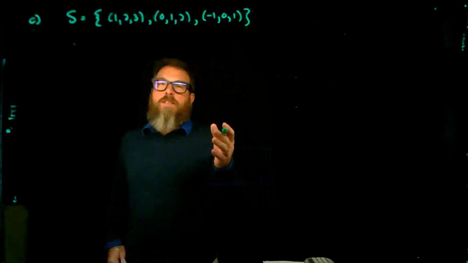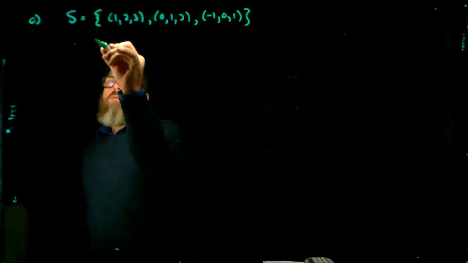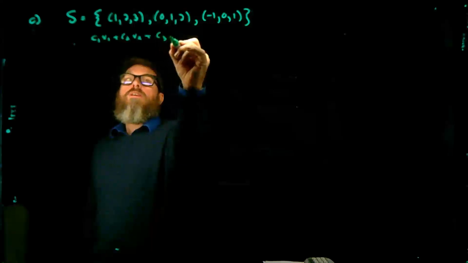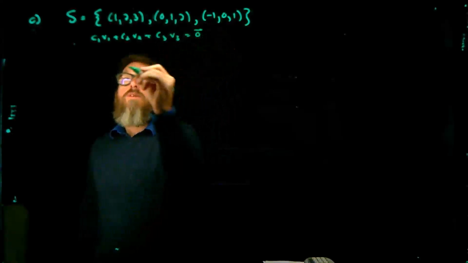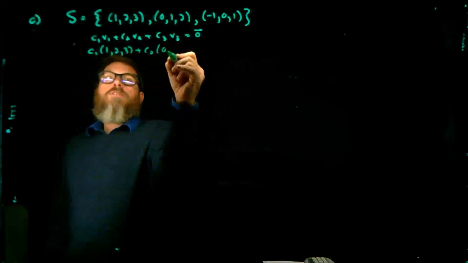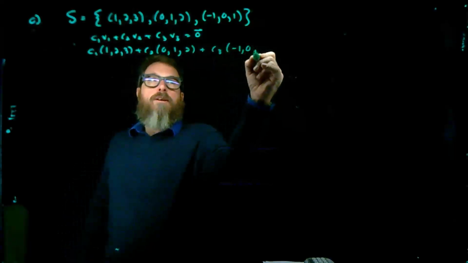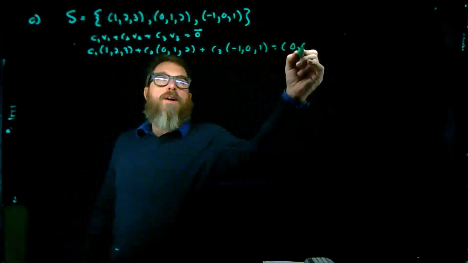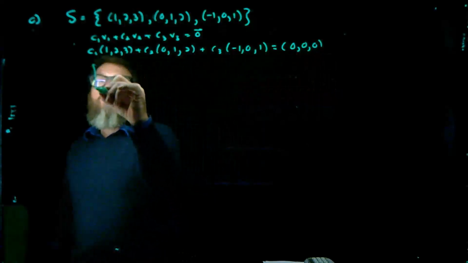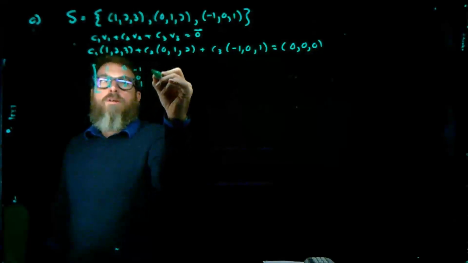So let's determine if this set is linearly independent or linearly dependent. We know we're going to have to set up the equation C1V1 plus C2V2 plus C3V3 is equal to the 0 vector. So C1 times the first vector, C2 times the second, plus C3 times the third is equal to the 0 vector in R3. Okay, so when we set this up, we're going to get this augmented matrix. And then 0, 0, 0.